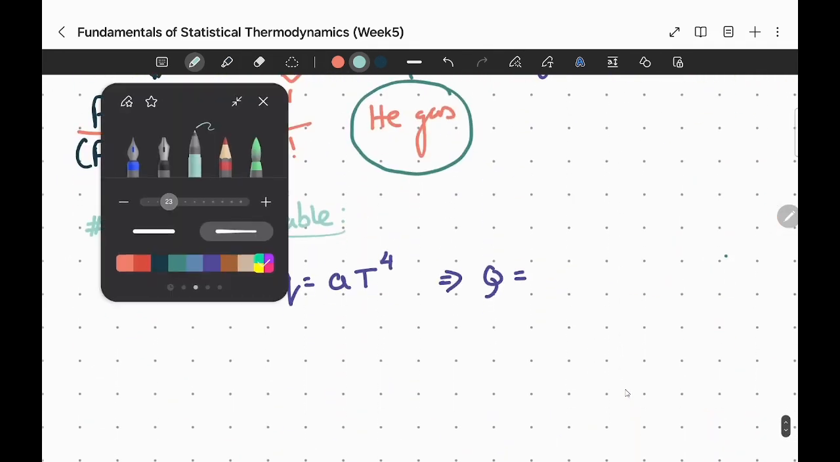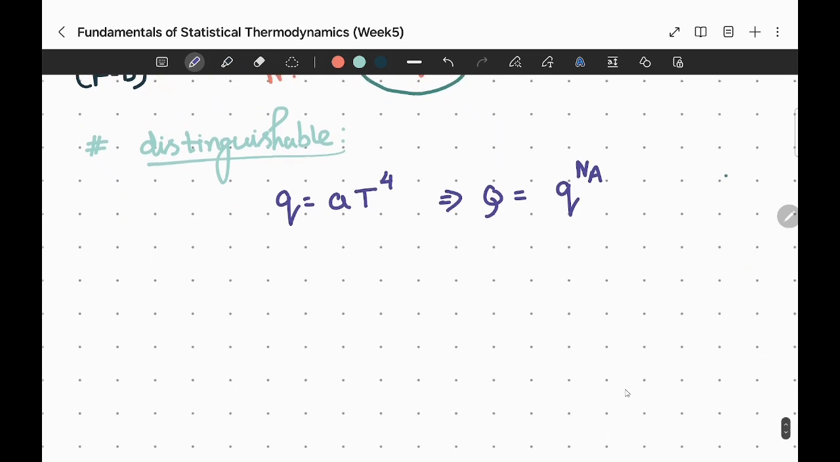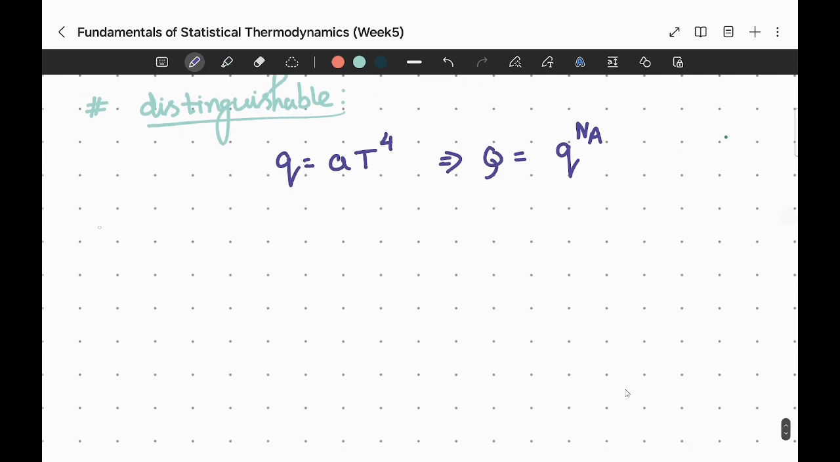So what will be capital Q now? Q to the power N. No, this is capital N, the number of molecules, not one. N_A is 6.023 into 10 to the power 23. This is not small n, the number of moles, but the number of molecules. So now what will be our internal energy?